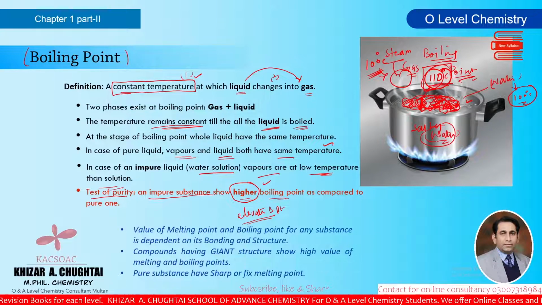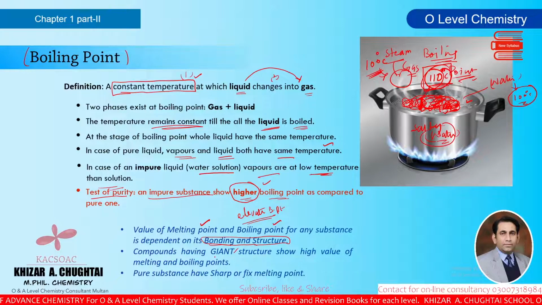Why do different compounds have a high boiling point while some compounds have a low boiling point? The value of melting and boiling point of any substance depends on the bonding and structure. The nature of bonding and the nature of structure govern the basic reason for high melting and high boiling point. Some substances show a high melting point, some show a low melting point. The reason is the type of bonding and the type of structure they possess. So that's why they have different melting and boiling points.